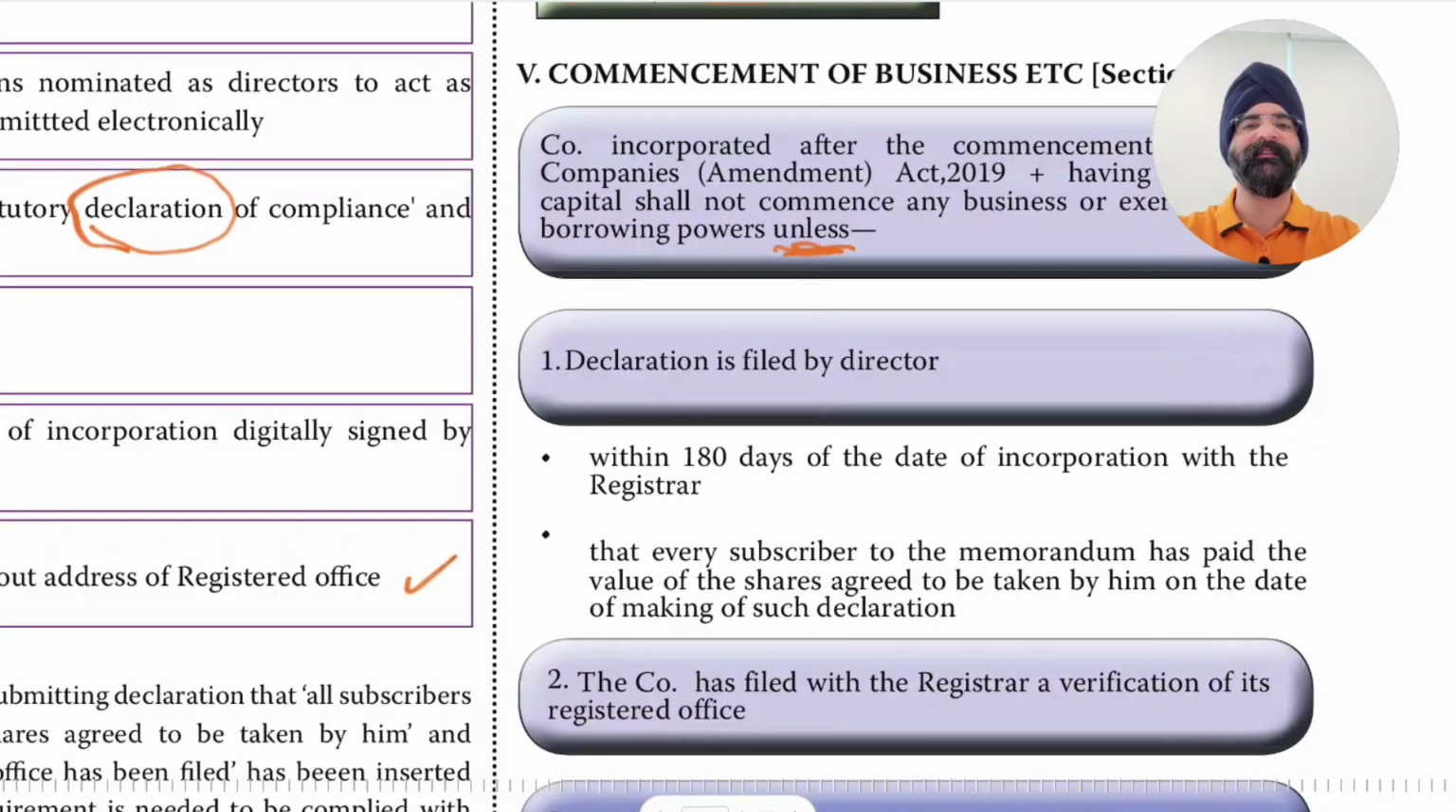So what is a declaration? What is the director filing in this declaration? He is filing with the registrar within 180 days of the date of incorporation, almost 6 months, that every subscriber to the memorandum has paid the value of the shares agreed to be taken by him on the date of making such declaration. So the director is confirming that all the subscribers to the memorandum have paid for the shares taken by them. The declaration is done by the director on behalf of members that funds are received in the company. This has to be filed within 180 days.